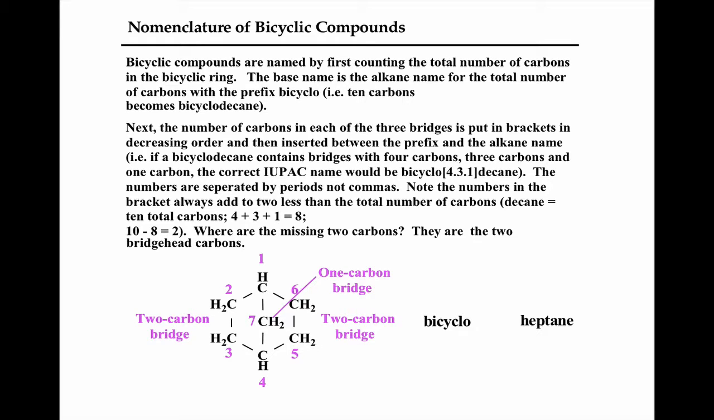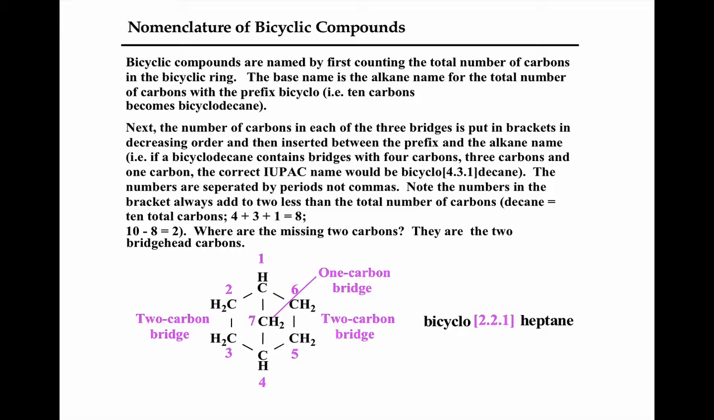Okay? And so we note that we have a 1-carbon bridge and two 2-carbon bridges. So the name becomes bicyclo[2.2.1]heptane. Bicyclo because I've got 2 rings. I've got a 2-carbon bridge, a 2-carbon bridge, and a 1-carbon bridge. That's what these numbers tell us. Okay, so I've got 7 carbons in a bicyclic system, 2, 2, 1.